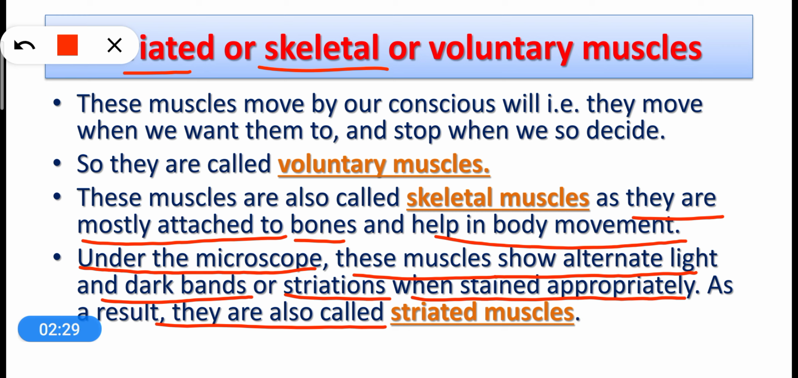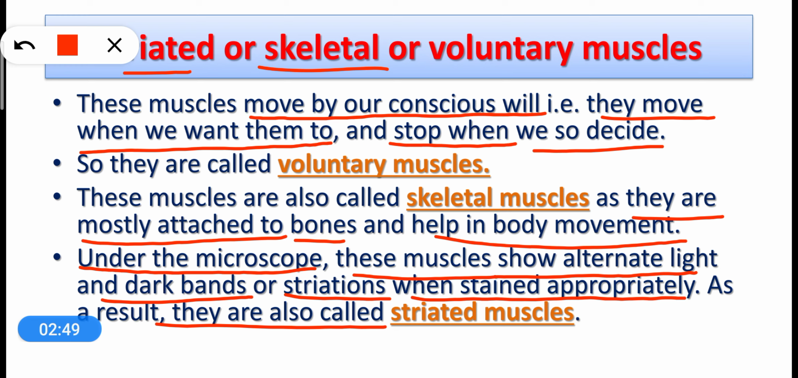So dear students, as you know that we can move our bones according to our will, means they will move by our conscious will, that is they move when we want them to and stop when we so decide. So dear students, we can start or initiate their movement, or we can stop their movement according to our will. So this is why these muscles are also called voluntary muscles.